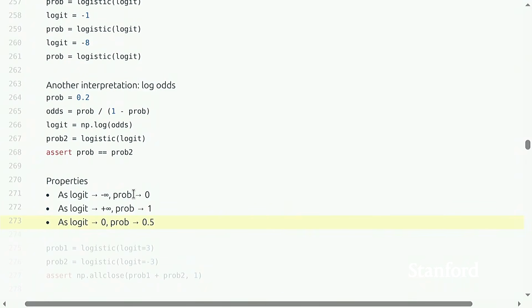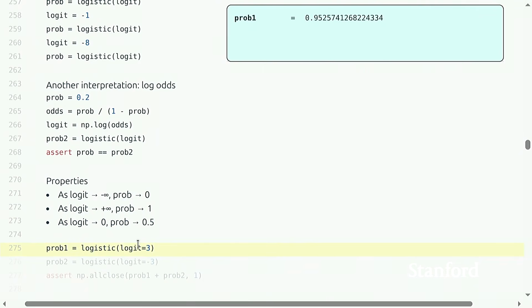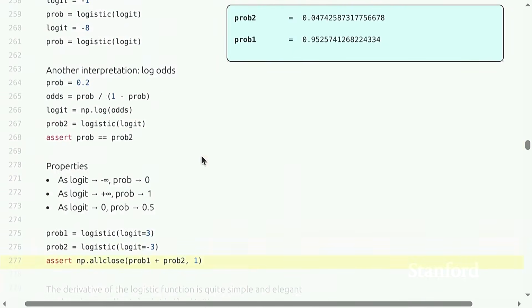Another fun fact is that if you take a probability corresponding to a logit of 3, and you negate the logit and put in minus 3, you'll notice that these actually add to 1. So basically, logistic of z plus logistic of minus z is always 1. Or in other words, logistic of minus z is 1 minus logistic of z. Okay.